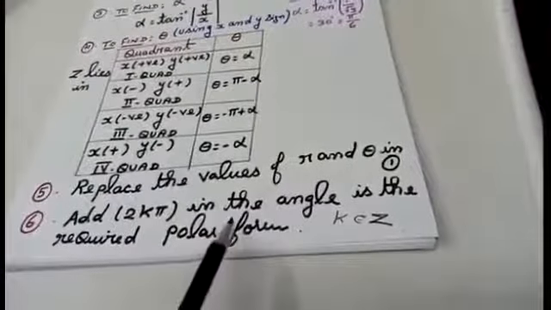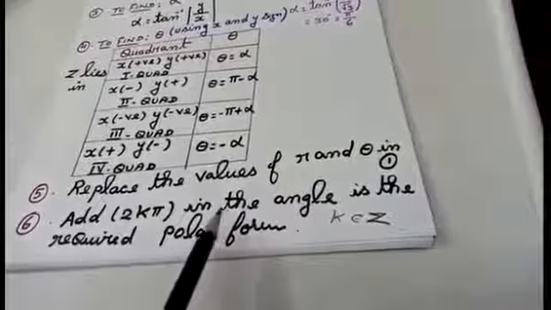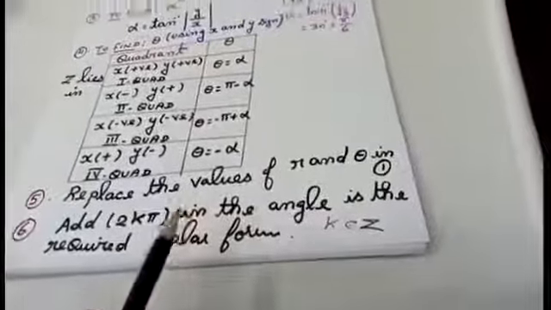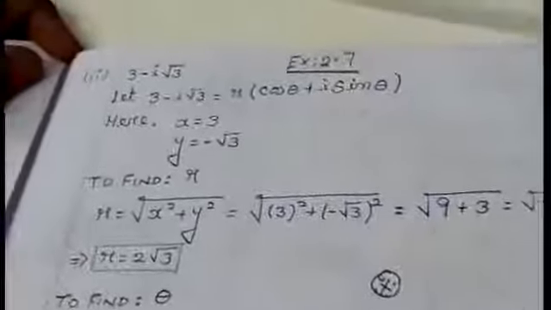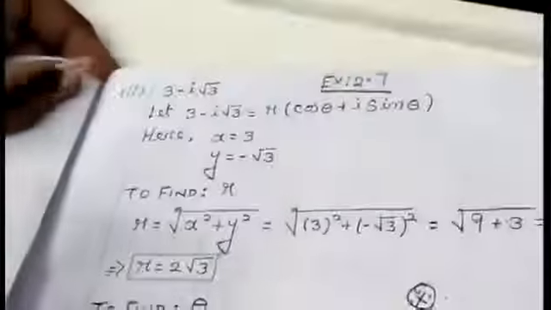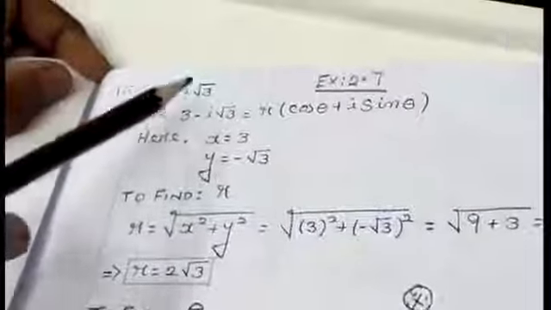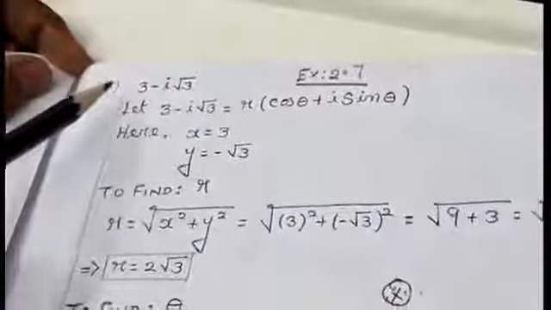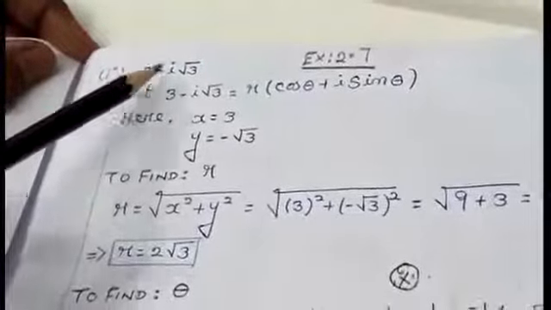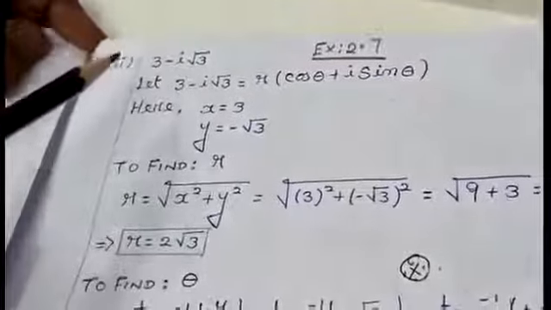Now we are going to see how to do the sums in polar form in exercise 2.7, students. Exercise 2.7, second sum. I am going to write this complex number, 3 minus i√3, in polar form.